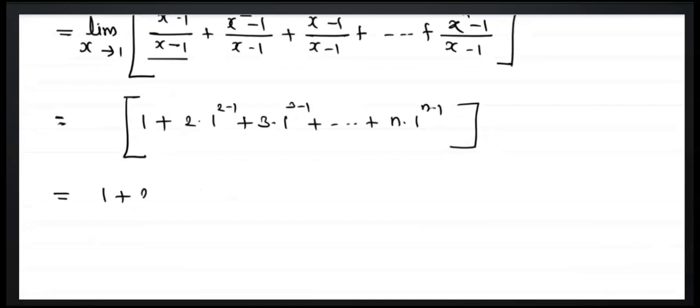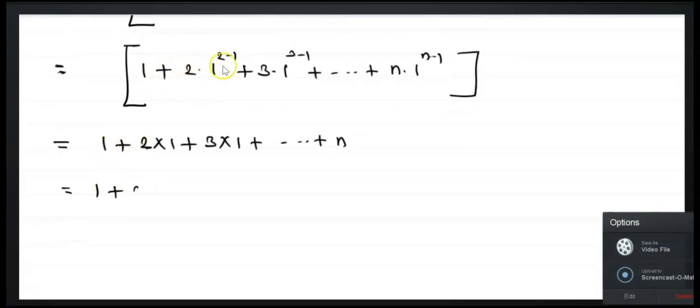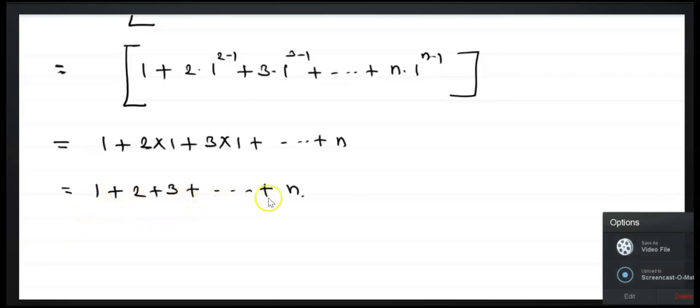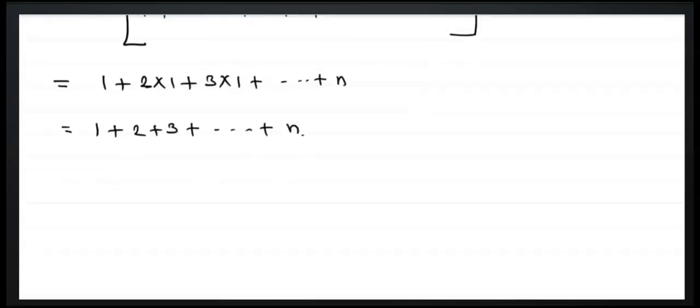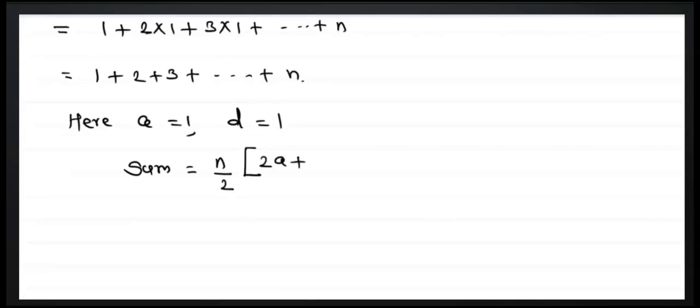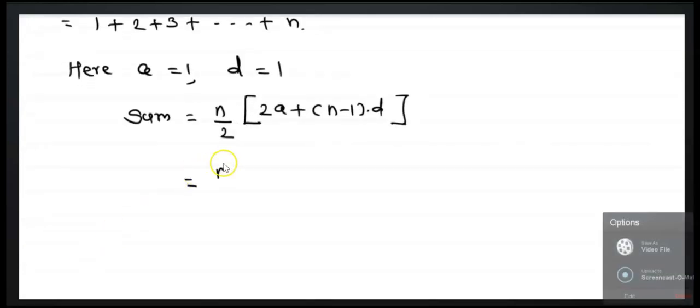Therefore, you will get in bracket 1, 2 into 1, 3 into 1 plus dash dash up to n. Now, if you see this, the terms are like this: 1 plus 2 plus 3 plus dash dash plus n. This is the arithmetic progression. Here a is equal to 1, d is equal to 1, and we can calculate its value. Therefore, a is equal to 1, d is equal to 1. Therefore, sum is equal to n upon 2 in bracket 2a plus n minus 1 into d.